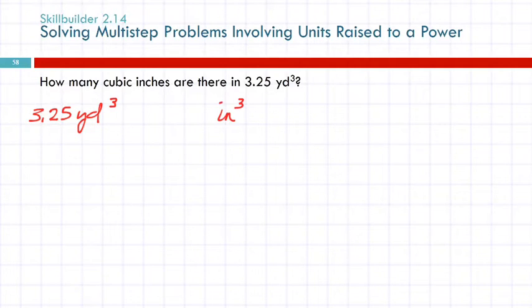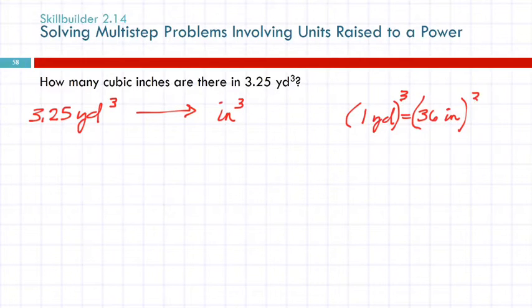Anybody know how many inches are in a yard? 36. So since we know that 1 yard equals 36 inches, we can do this in one step. If you didn't remember that, you might have to go from yards to feet to inches, but we're good here. So remember, with this unit, because we're doing cubic yards to cubic inches, we're going to cube both sides of the relationship. A cubic yard is not 36 cubic inches, it's 36 cubed cubic inches.